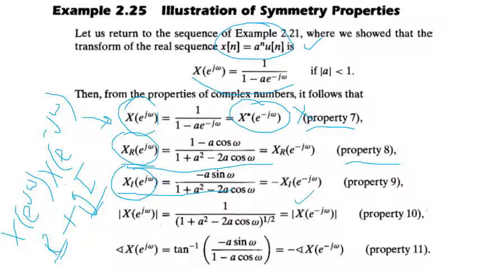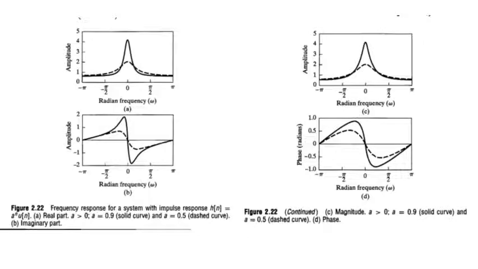If you take the magnitude of real plus imaginary, you will get this. That is the magnitude. And if you find the phase, that is tangent inverse of imaginary divided by real, you will get this equation. So you need to practice this yourself. All you need to do is take the complex conjugate of the equation where property 7 is written. So you can find the real, imaginary, magnitude and the phase. Let's move on to the next slide.